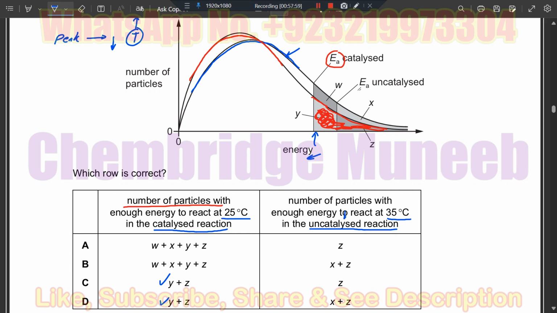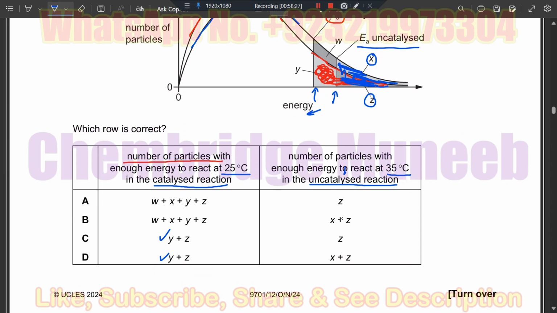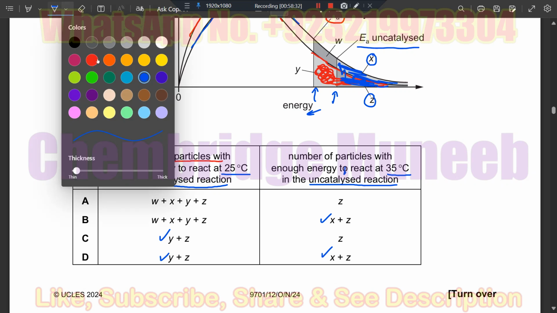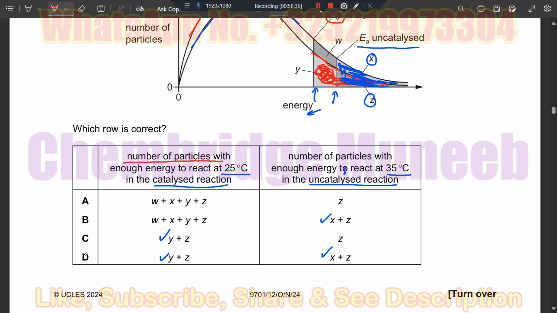The uncatalyzed part is mentioned here, which means the particles should be above this point. It should be above this point, and above this point the molecules present at a higher temperature are this one, this and this one. These are the molecules present, so which means X and Z are there at higher temperature and in the uncatalyzed portion. So up to this point we have the number of molecules. So X plus Z is a right option. So combining these two ticks, the correct option becomes the D option.